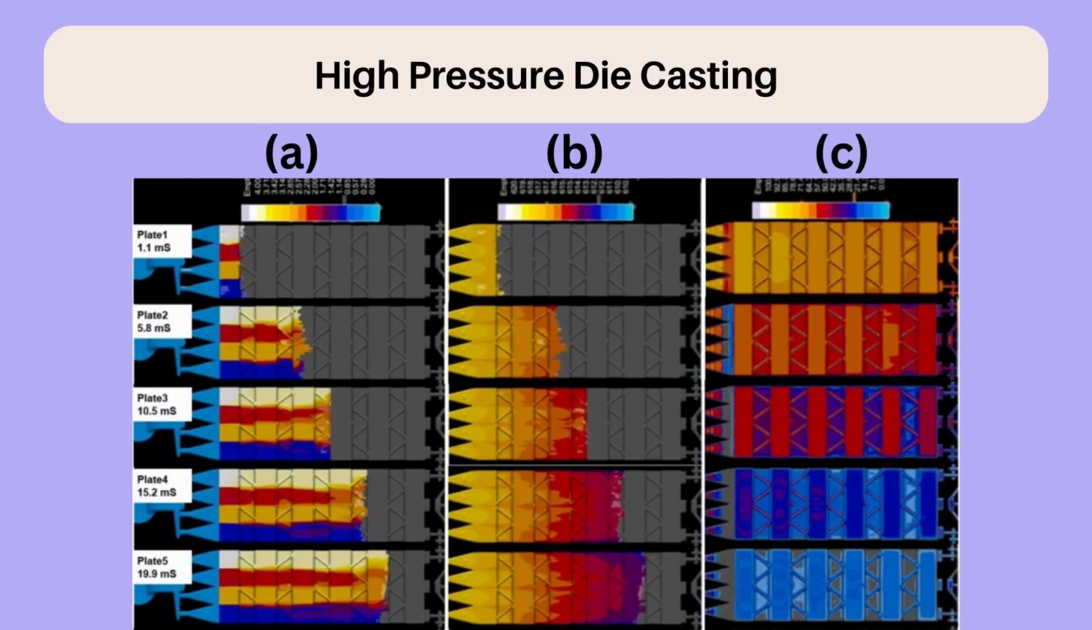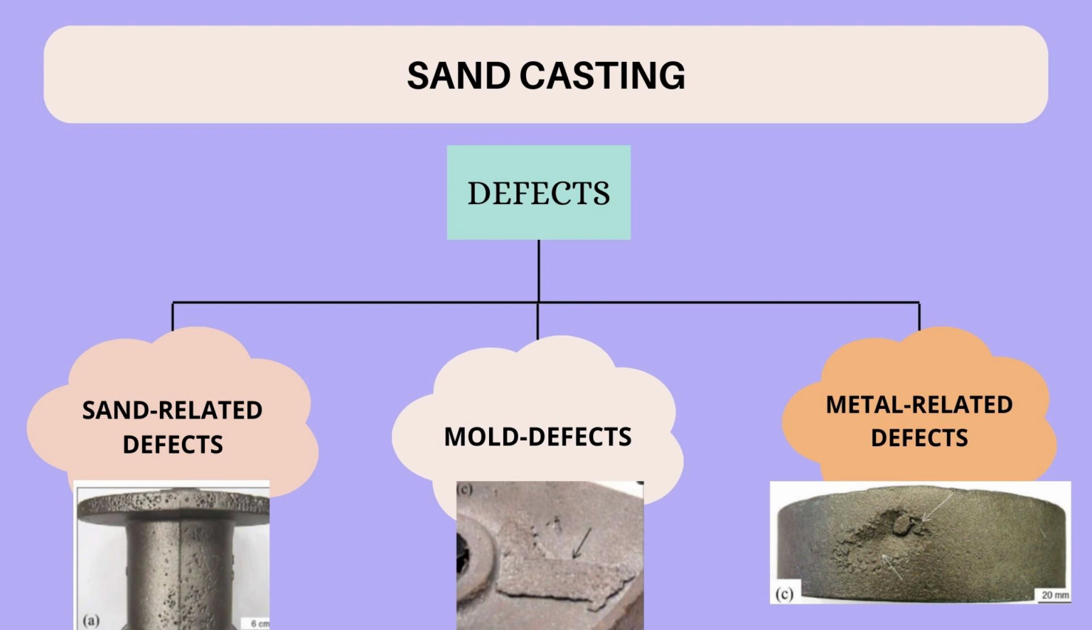Result and discussion. For high pressure die casting, at part A we can see the material stress, at B we can see the temperature, and at C we can see the liquid fraction. And for sand casting, we have 3 main defects. First is sand related defects, next is mold defects, and last is metal related defects.